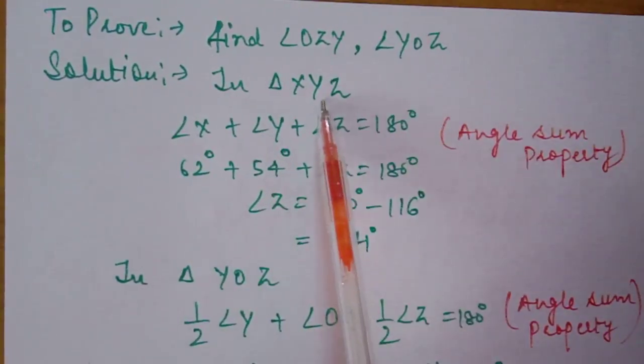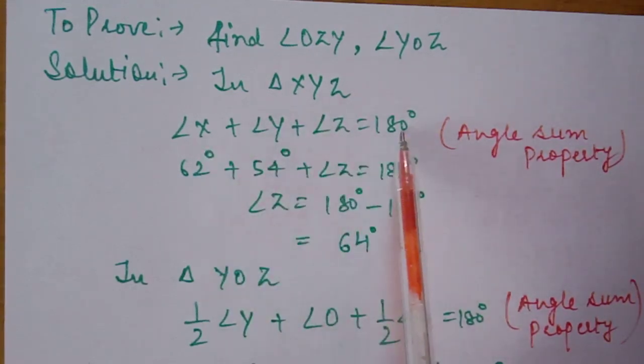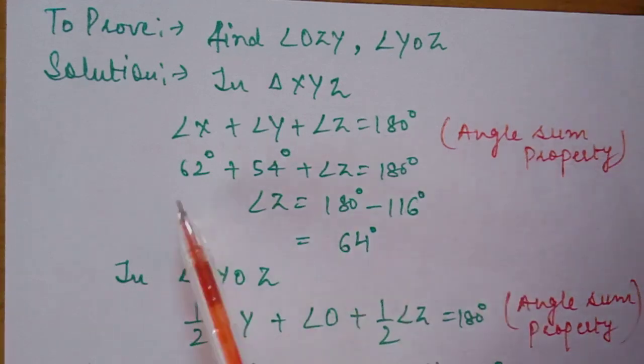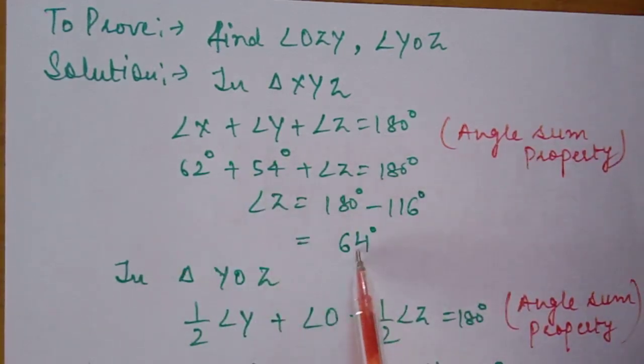First of all, in the bigger triangle, apply the angle sum property. The sum of these three angles is equal to 180 degrees. Reason is here. Put the value of the two angles which we already know and find the third angle. In the smaller triangle, we know it very well that half of Y plus angle O and half of angle Z is also 180 degrees.